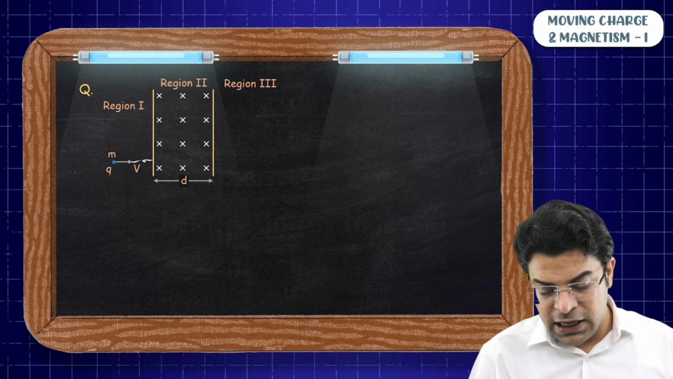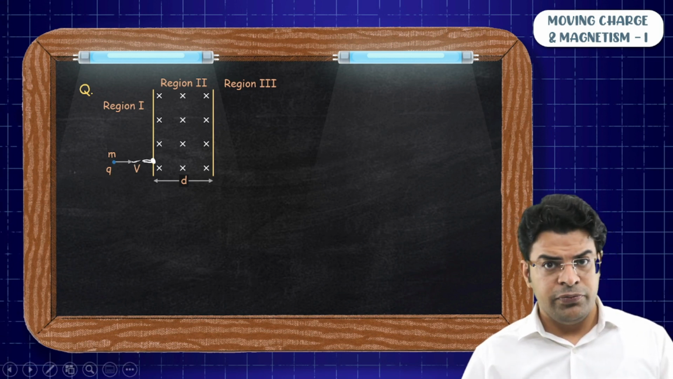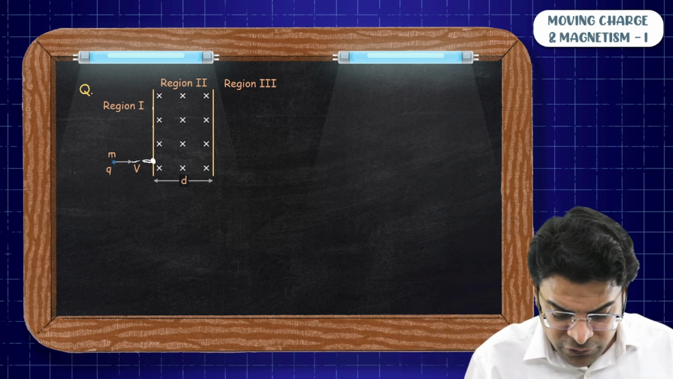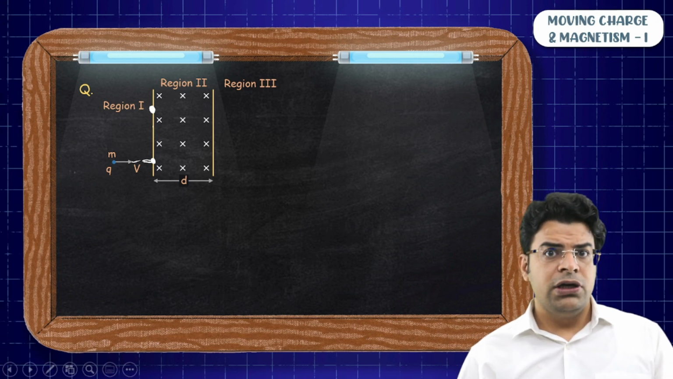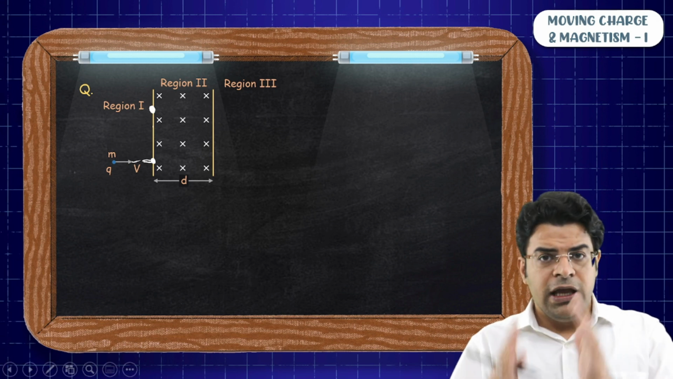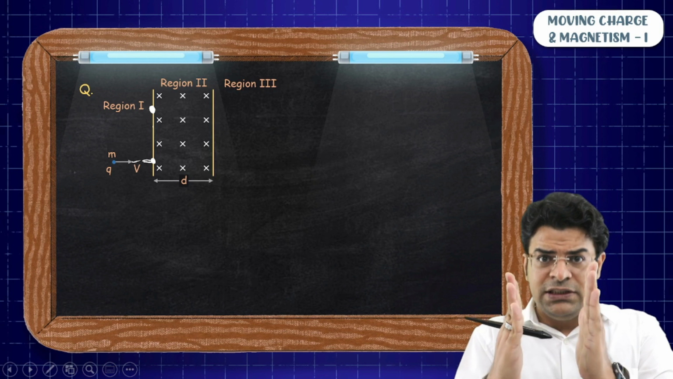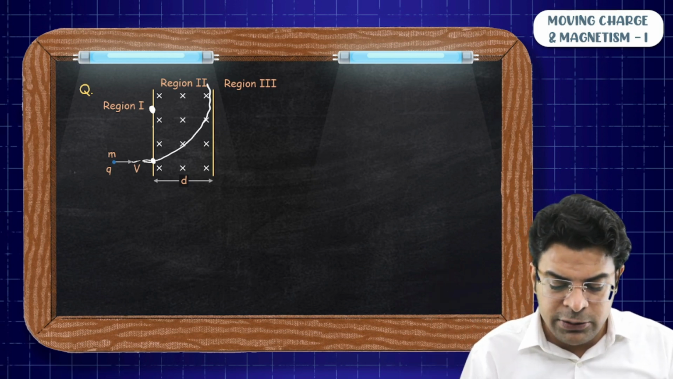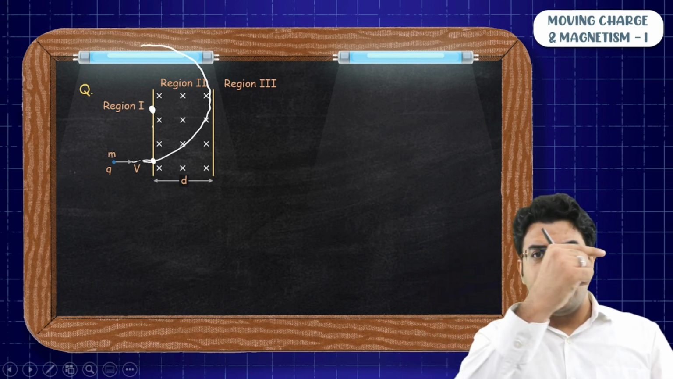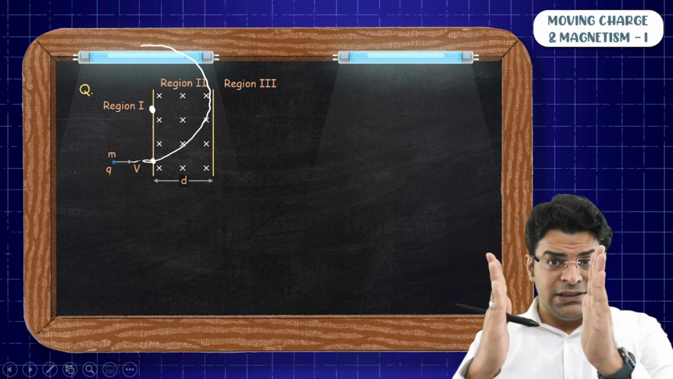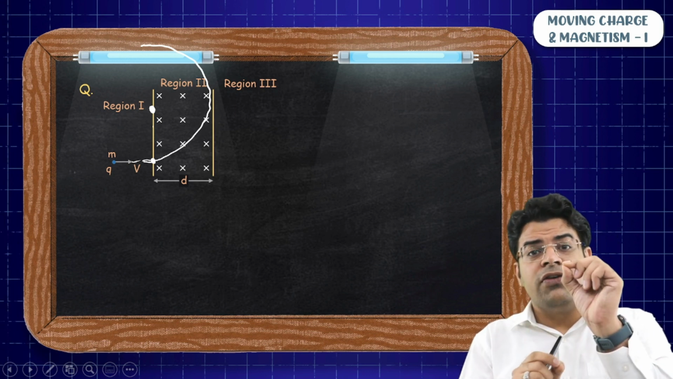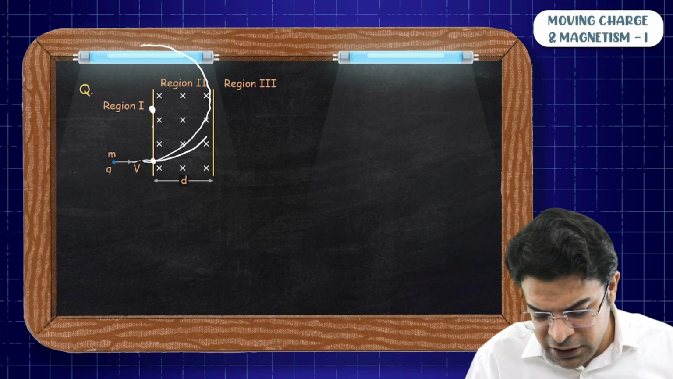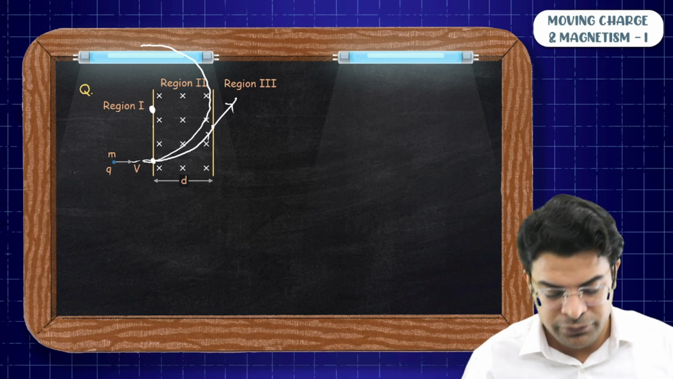It enters here. As soon as it enters, it will experience a magnetic force upward. So the center of its circular path has to be somewhere here. Now there can be two cases. If this d is sufficient, then it will cover its semicircular path and come back into region 1. But if this d is too small, or the radius of circular motion is too large, then this charged particle will move in an arc and will leave somewhere here.